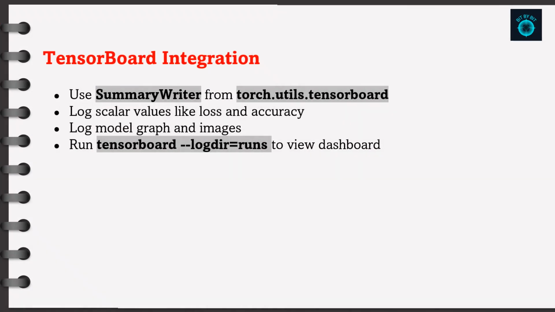TensorBoard is a visualization tool originally built for TensorFlow, but PyTorch supports it too through the Summary Writer class. To use it, first import Summary Writer from torch.utils.tensorboard. You can log scalar values like training loss or validation accuracy. This helps you track how the model is improving over time. You can also log other types of data, such as the model's computation graph, images, or histograms of weights.